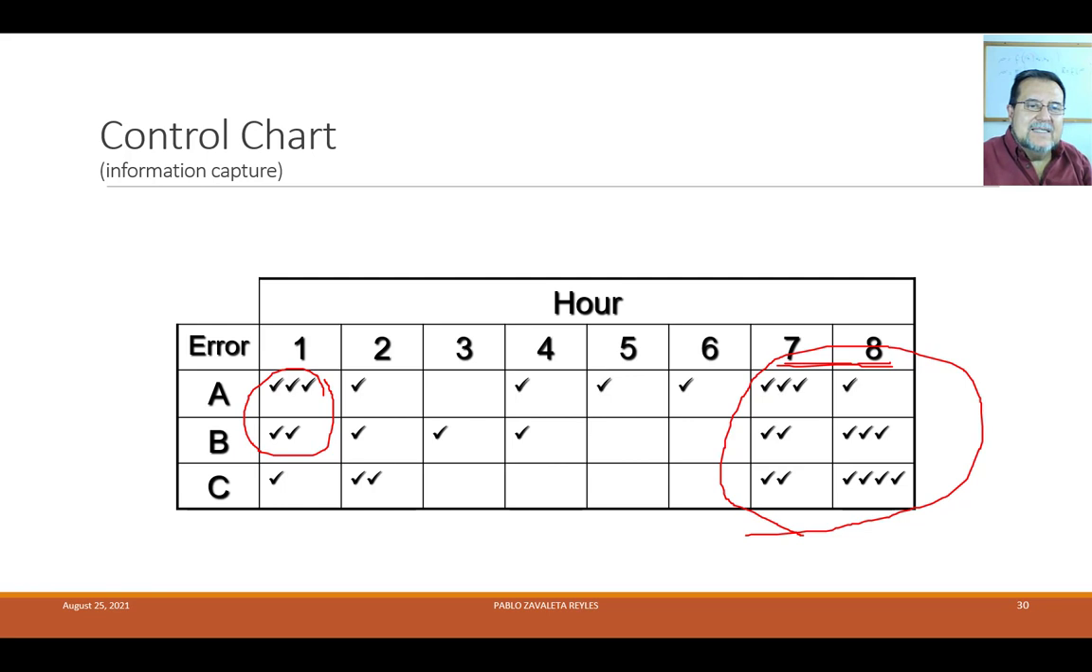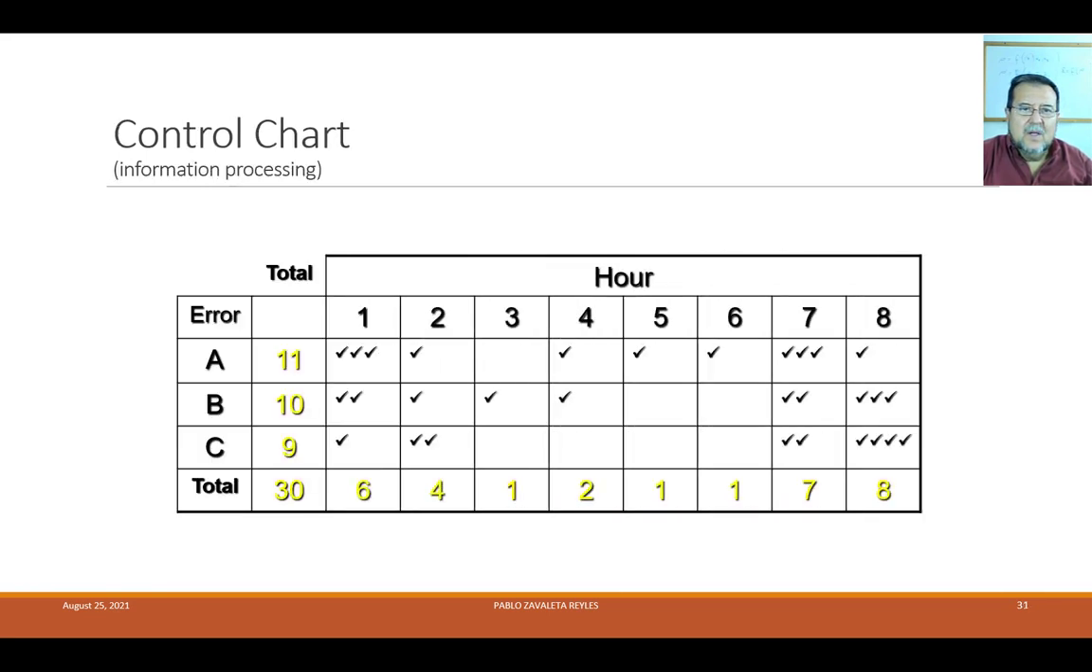So what does this tell you? That something is going on with those machines. First as they warm up, and then when they are getting tired towards the end of the shift. So just by doing this simple graph, this simple control chart, we have some elements to act.